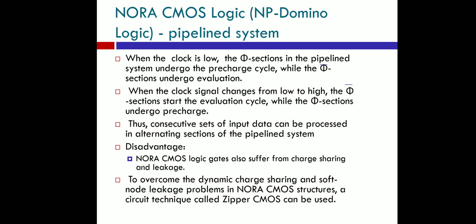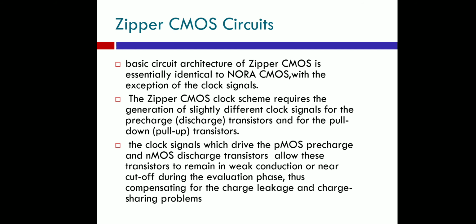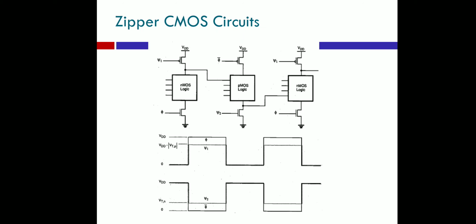Now to overcome these issues of NORA, we have another technique called zipper CMOS. Only difference is in the zipper CMOS, slightly different clock signals are used for pre-charge and pre-discharge transistors and for pull-up and pull-down transistors. Okay, so this compensates for the charge leakage and charge sharing problems. This is basically NORA itself, but the clock signals are slightly different.